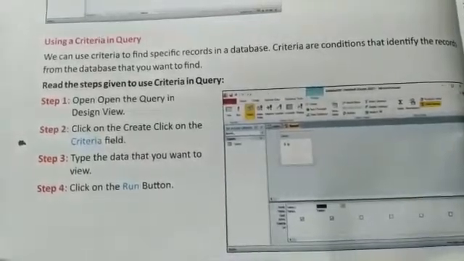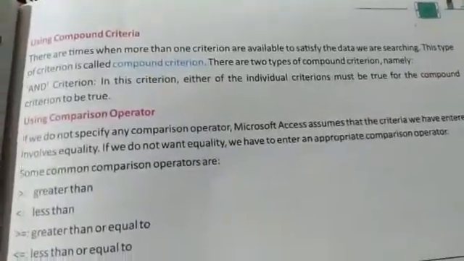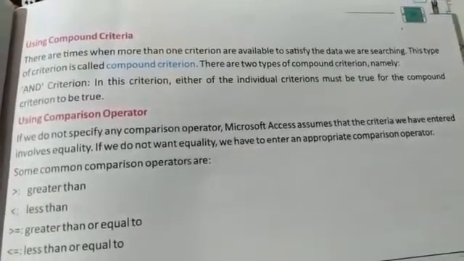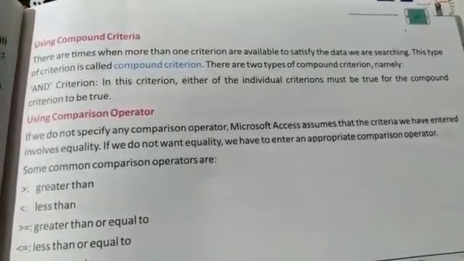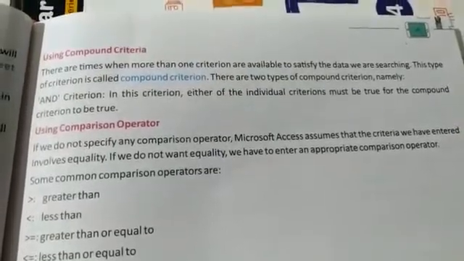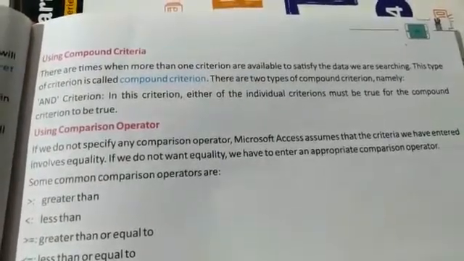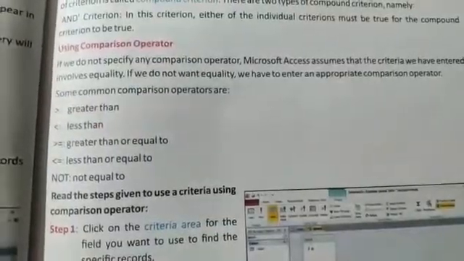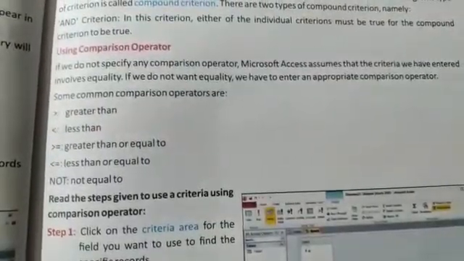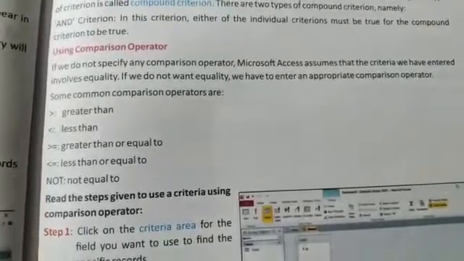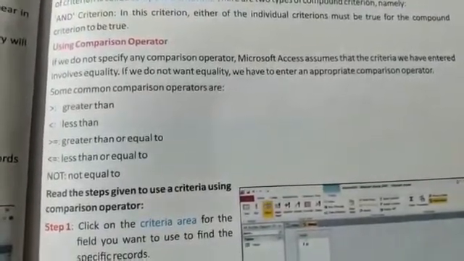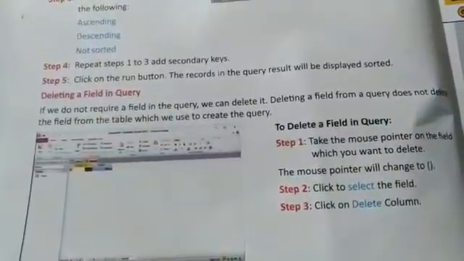Then the heading is using compound criteria. There are times when more than one criterion is needed to satisfy the data we are searching. This type of criterion is called compound criterion. Some comparison operators are greater than, less than, greater than or equal to, less than or equal to, not equal to. And how to delete a field in a query.